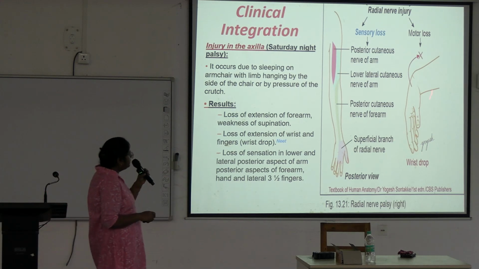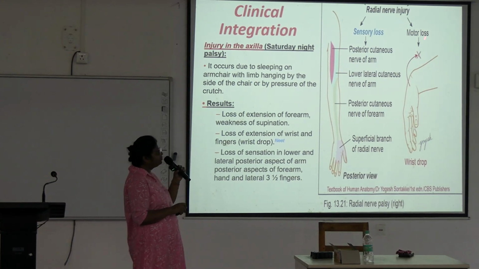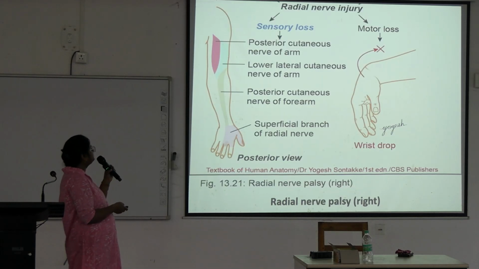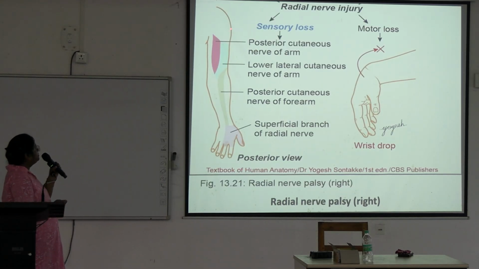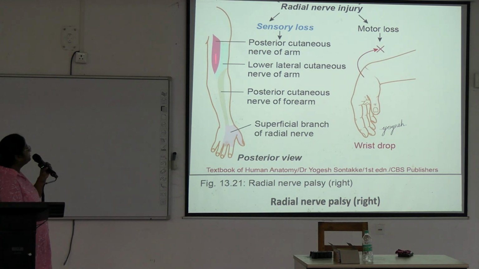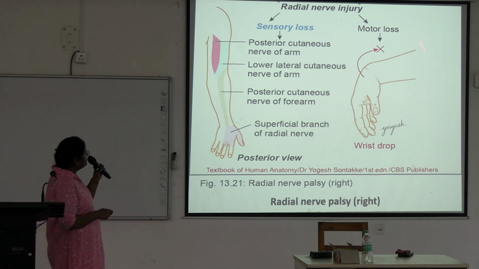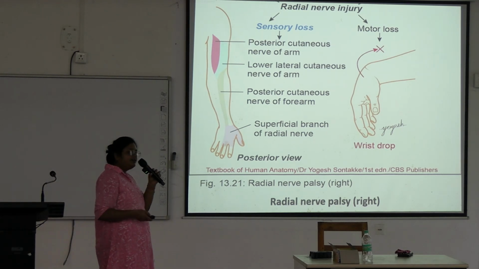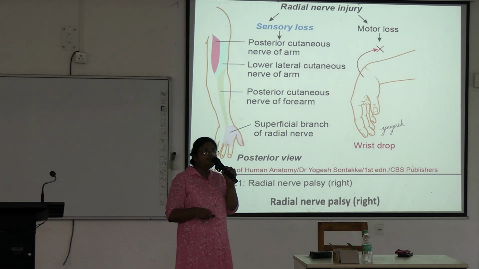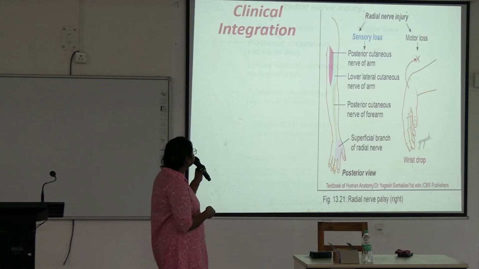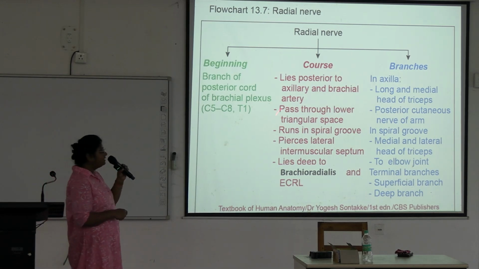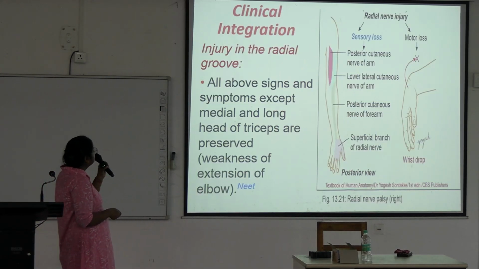And wrist drop has been shown here. Motor loss is mainly the wrist drop. So in all these supplying areas of the cutaneous nerves there will be sensory loss, and wrist drop will occur due to paralysis of the radial nerve or due to compression of the radial nerve in the axilla. So it begins as a branch of the posterior cord of the brachial plexus, and these are the root values.